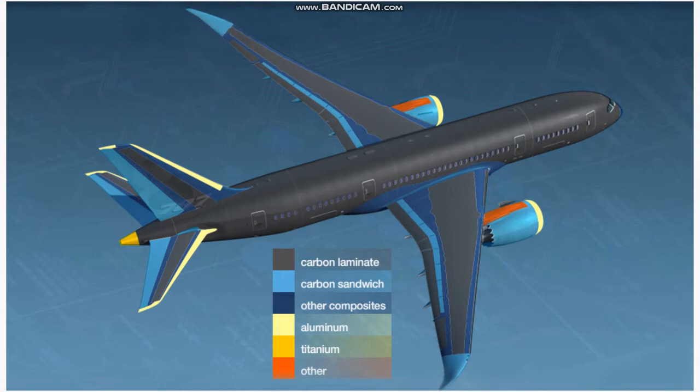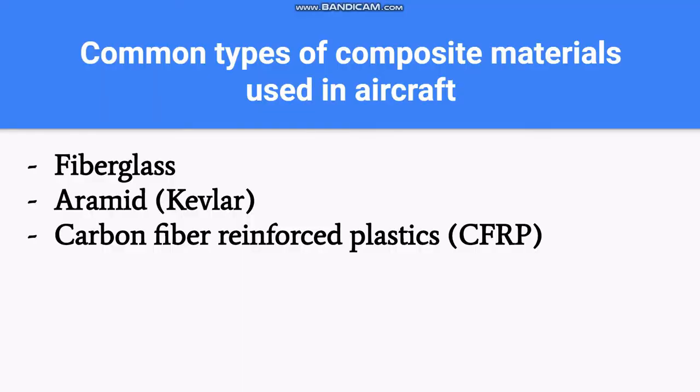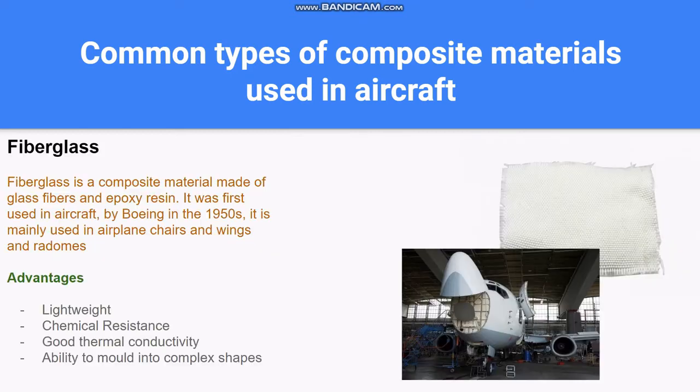So the common types of materials that planes use are fiberglass, aramid, which is also known as Kevlar, and carbon fiber reinforced plastics, CFRP. Fiberglass is a composite material which is made of glass fibers and epoxy resin. It was first used in aircraft by Boeing in the 1950s, and in the airplane itself, it is mainly used in chairs, wings, and aircraft domes, which are at the front part of the aircraft.